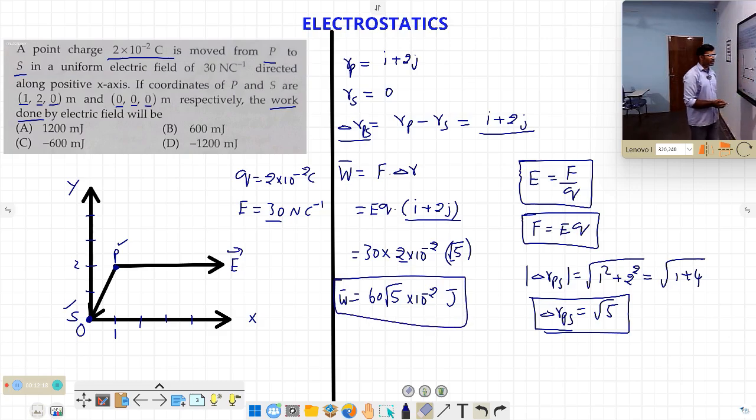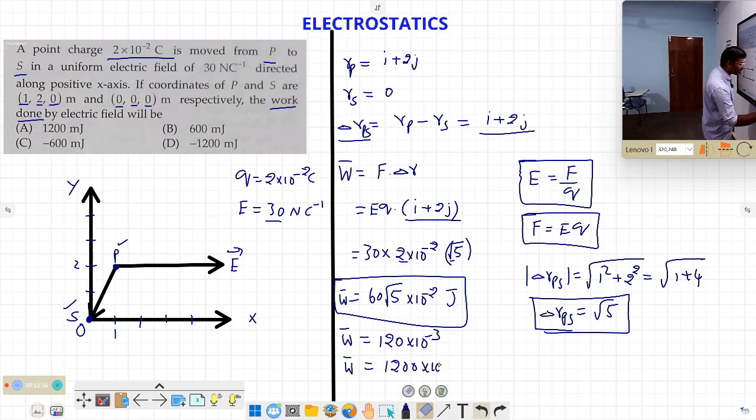Check the options that are given here. Now if you calculate this value nearly according to the given options, we are going to get 120 into 10 power minus 3. If you want to write in terms of millijoules, the answer is given. So work done is 1200 into 10 power minus 3, which is called 1200 millijoules. Here it is not 10 power minus 3, this is 10 power minus 2. So what is the answer here? 1200 millijoules.